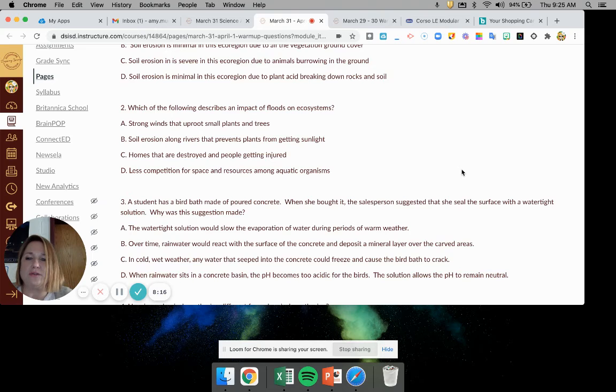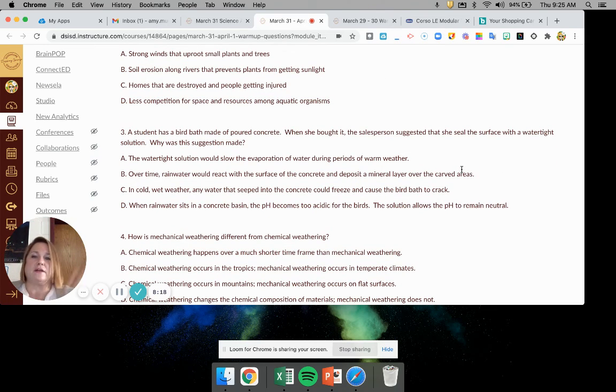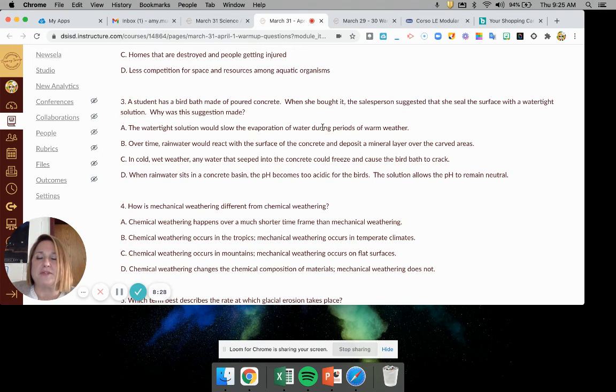Number 3, a student with a bird bath made of poured concrete. When she bought it, the salesperson suggested that she seal the surface with a watertight solution. Why was this suggestion made? The watertight solution keeps water from soaking down into the concrete. We want to do that because in cold, wet weather, any water that's in the concrete could freeze and then frozen water expands. It would crack the bird bath, and so it would no longer hold water. So you want to coat it with a watertight solution to keep the water from soaking into the concrete.